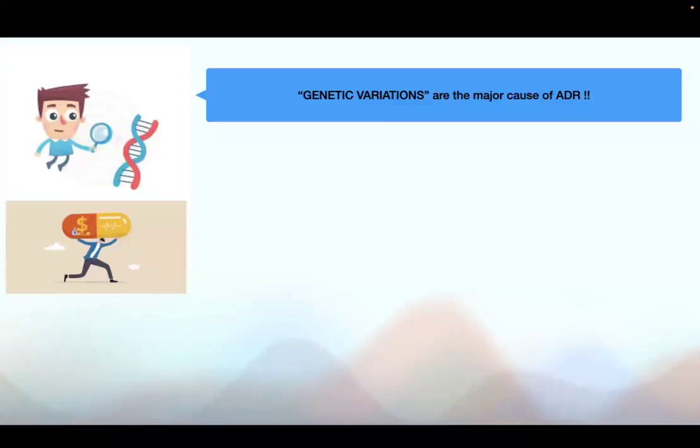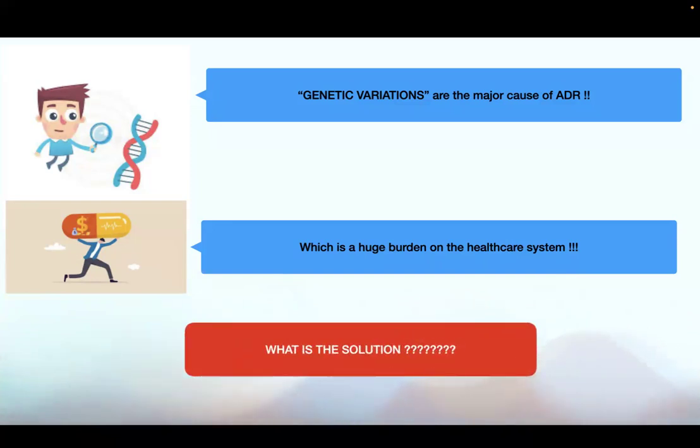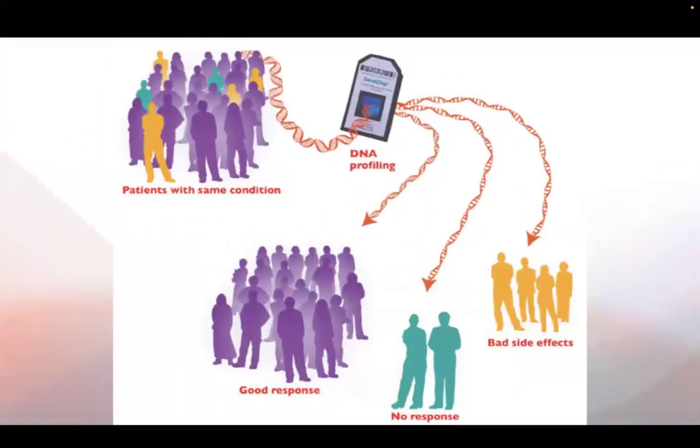Genetic variations are the major cause of adverse drug reactions. Obviously, you can relate to this sentence, and this is a huge burden on the healthcare system. So what is the possible solution to these two problems? Genetic variation is a very big reason for ADR, and it is a burden on the healthcare system. So what will be the possible solution? One and only: DNA profiling or testing.